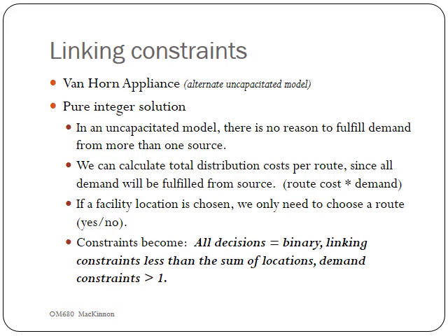Now, there is an alternate uncapacitated model. It's a pure integer solution. In an uncapacitated model, there is no reason to fulfill demand from more than one source. So we can calculate the total distribution cost per route, since all of the demand will be fulfilled from one source. It's route cost times demand. If a facility location is chosen, we only need to choose a route, yes or no. So the constraints become that all decisions are binary, linking constraint less than the sum of the locations, and the demand constraints greater than 1.